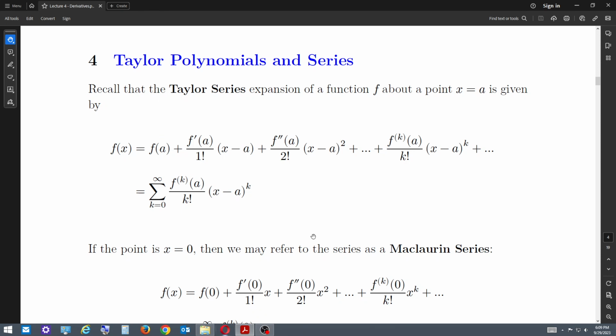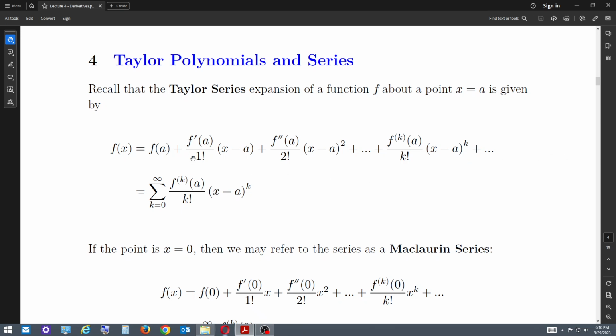So recall that a Taylor series of a function f about a point x equal to a is given in this form here. So we have two forms. First, we have the expanded form: f of a plus f prime of a over 1 factorial times x minus a, plus the second derivative of f at the point a over 2 factorial times x minus a squared, etc. And this goes on to infinity.